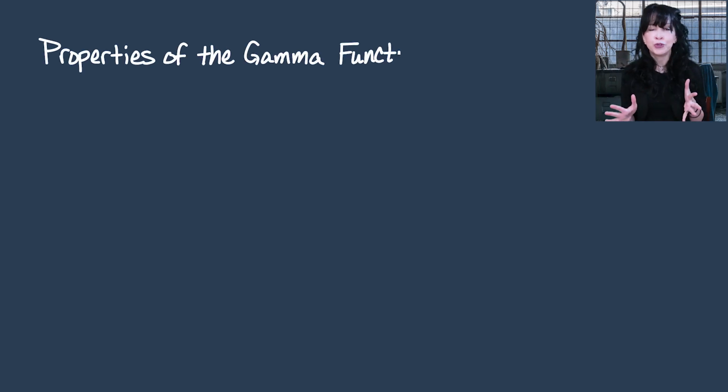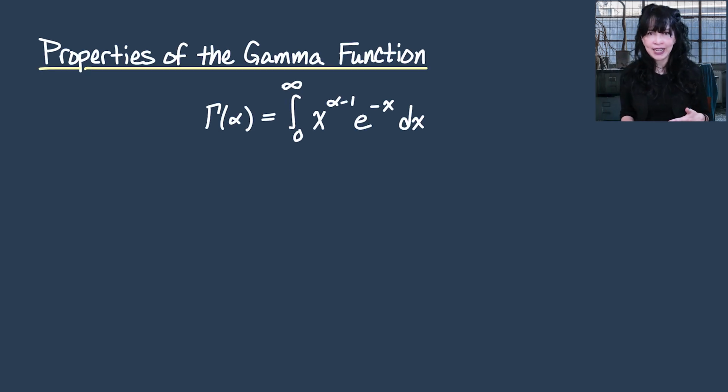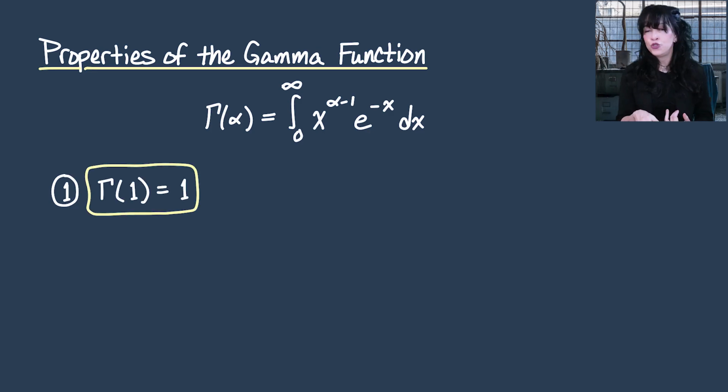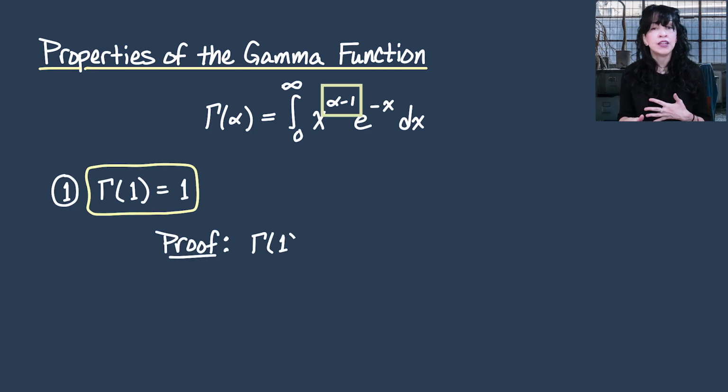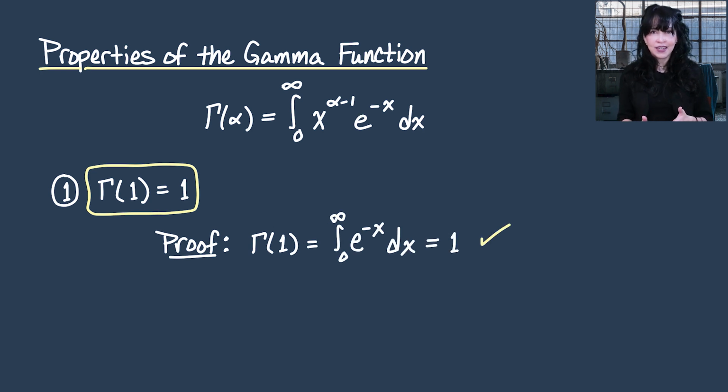It has so many cool properties. I'm only going to talk about 3 today. One is that gamma of 1 is 1. This is super easy to see. If you plug in 1 up here, you get the integral from 0 to infinity of e to the minus x dx, which is 1. I better not catch you integrating that. This is an exponential rate 1 PDF, so we already know it integrates to 1.